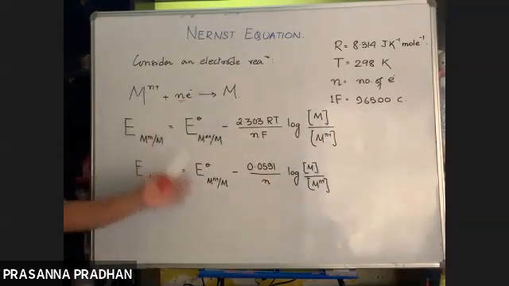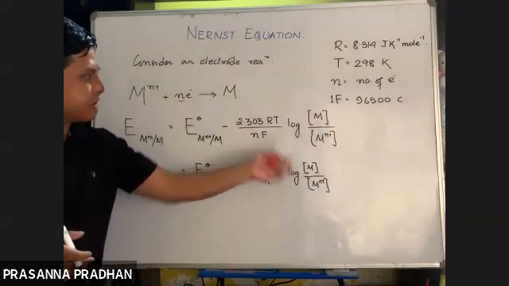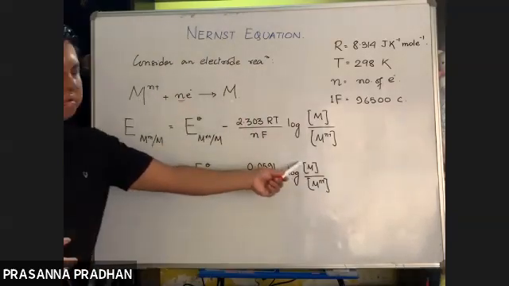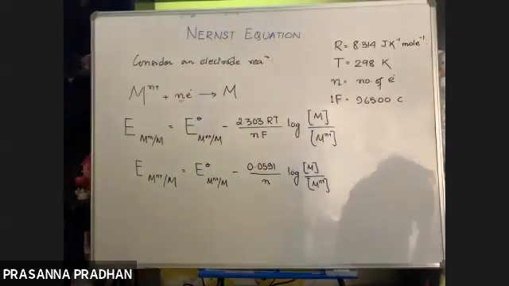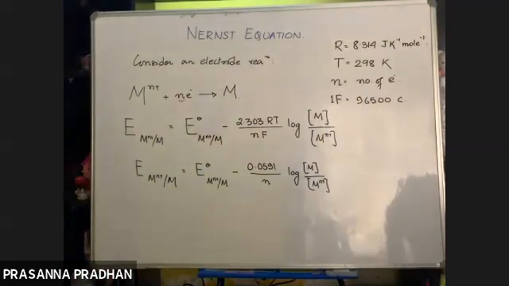If we have gases here, then instead of concentration, I'll mention the partial pressure. So this is how we write down the Nernst equation. Again, remember, this is the Nernst equation we are discussing for an electrode reaction, not a redox reaction.